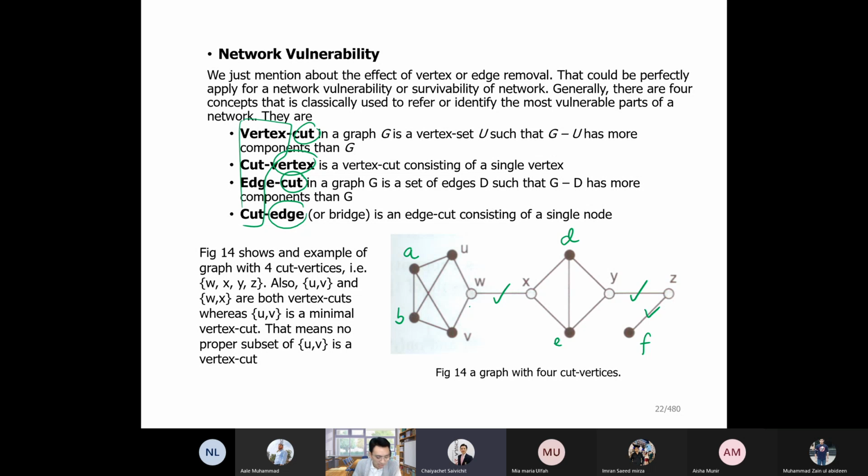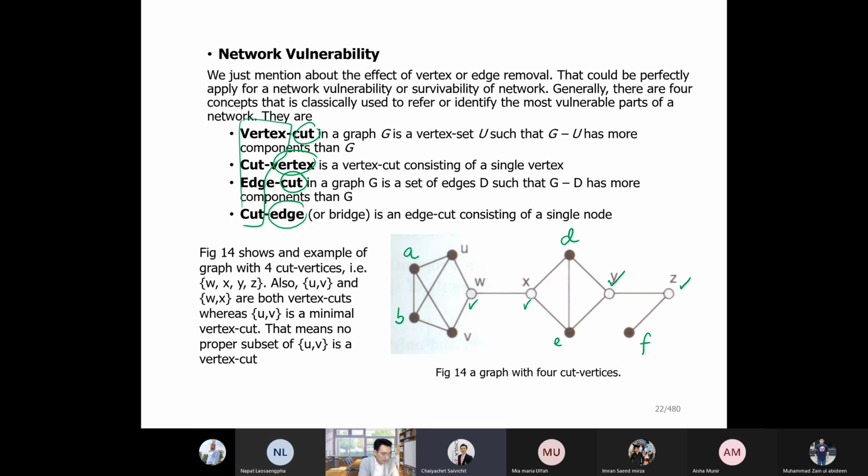Napat, how many cut vertices do we have in this graph? W, X is also a cut vertex, Y and Z. Okay, Z. So in this one we have 4 cut vertices.